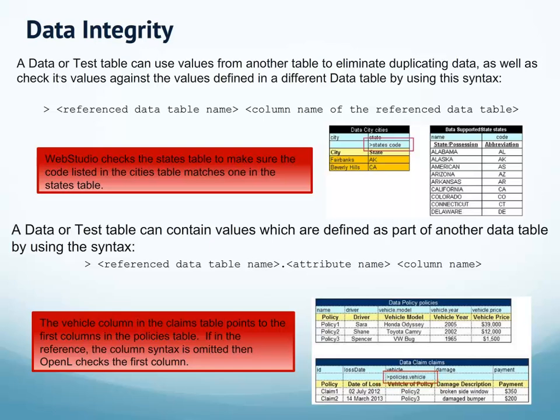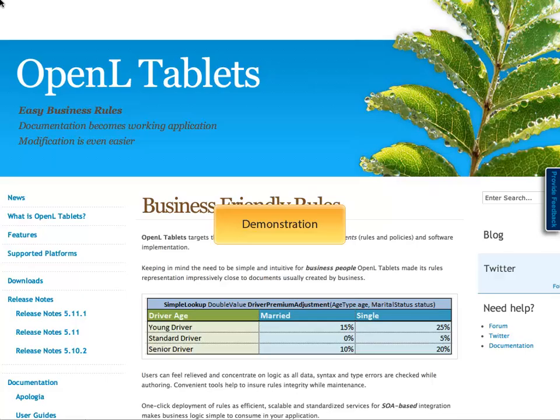You may also write some syntax to reference another table, but you can leave out the column name, and what will happen is OpenL will just use the first column in the table you're referencing to retrieve its value. We are now going to do a demonstration of data and data type and alias tables.